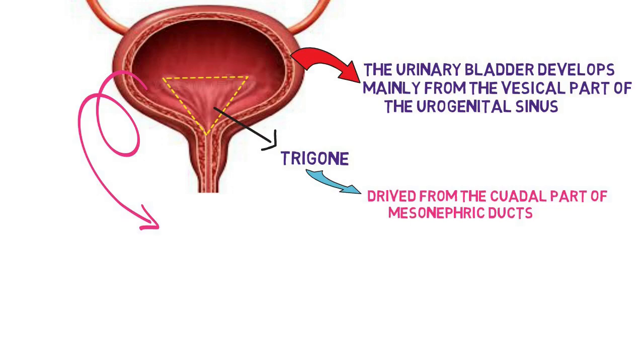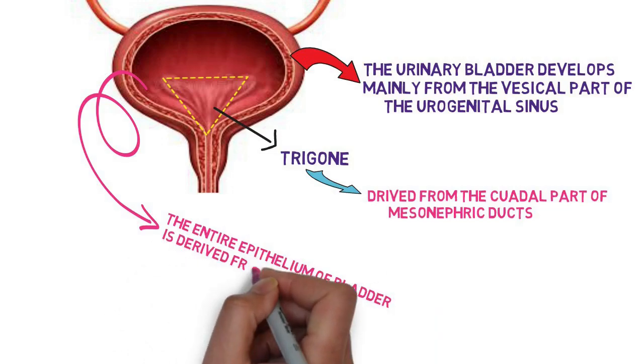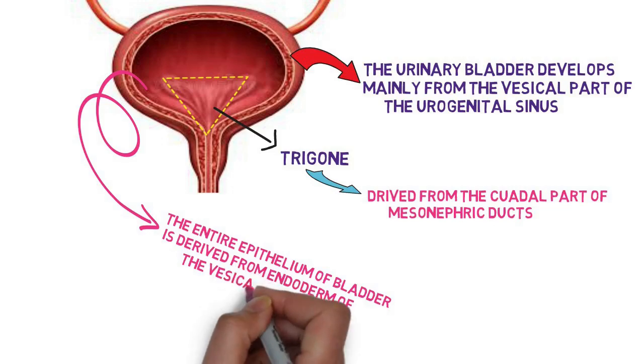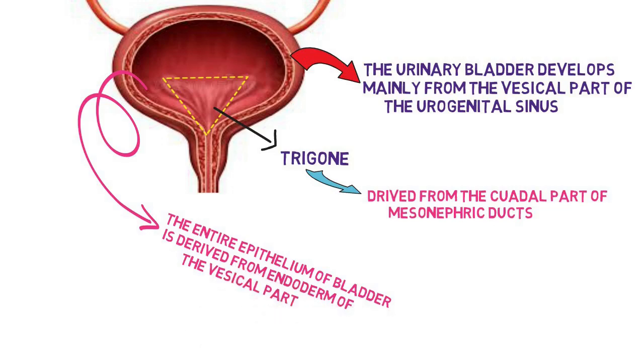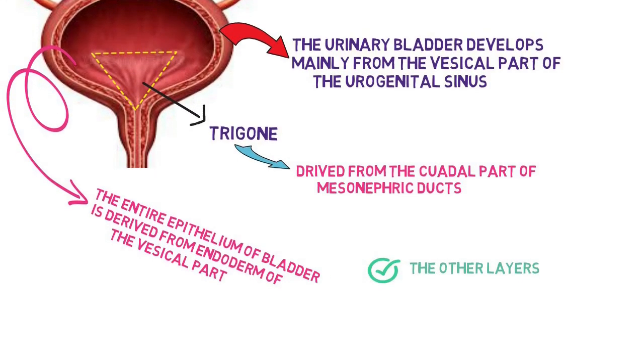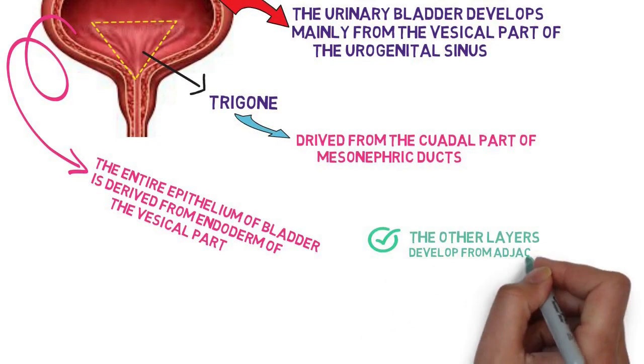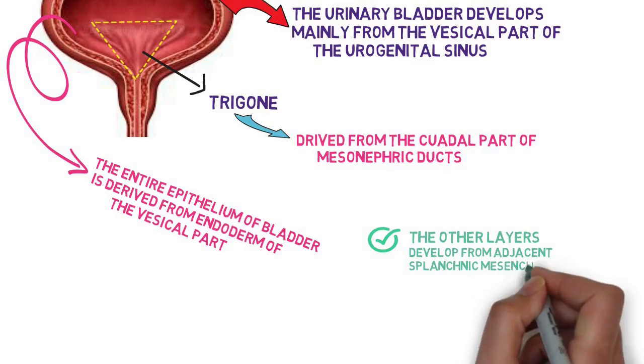The entire epithelium of the bladder, which is also known as the transitional epithelium or urothelium, is derived from endoderm of the vesical part of the urogenital sinus. The other layers of the bladder wall, including the submucosal layer, the muscularis layer, which is also known as the detrusor muscle, and its outermost layer, the adventitia, are all developed from the adjacent splanchnic mesenchyme.